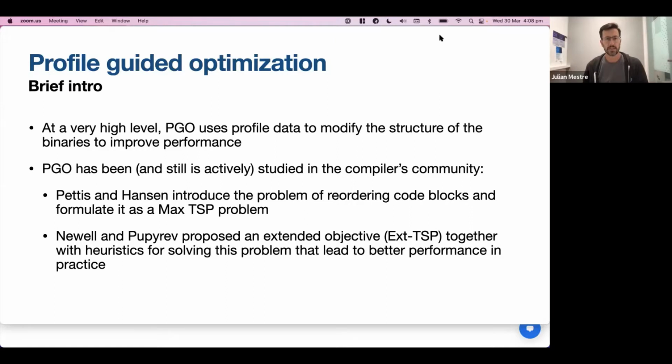So this was the state of the art until a few years ago. And then my co-authors, Sergey Pupyrev and Andy Newell, also from Meta, proposed an extended formulation that doesn't just look at single jumps, but also at local jumps. So, and I'll say a little bit more about this, but they formulated this problem called extended TSP, and they proposed a bunch of heuristics for it and showed that in practice, this leads to better performance. So what kind of performance can you get out of this?